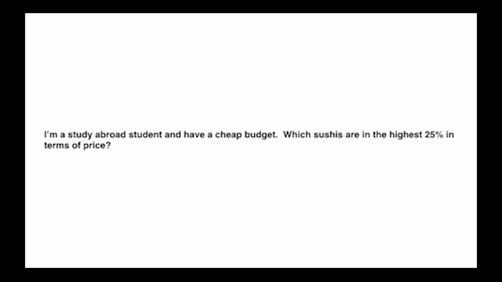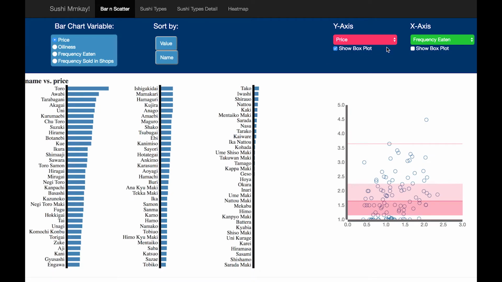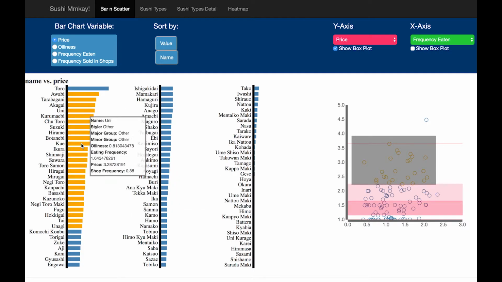Our next question was, which sushis are in the upper 25% in terms of price? In order to determine this, we would set one of the axes of the scatter plot to price and then turn on the box plot setting. Using the box plot, we can determine everything within the upper quarter field is in the upper 25%. In order to get a better idea of what sushis are in the upper 25%, we can click and drag over the sushi points present within this area. They become highlighted in orange inside the bar chart on the left.